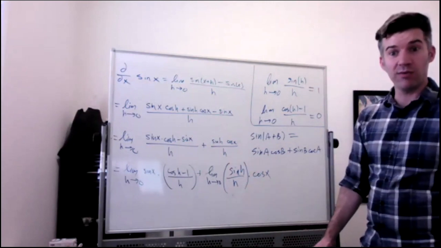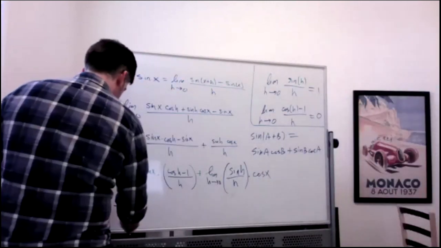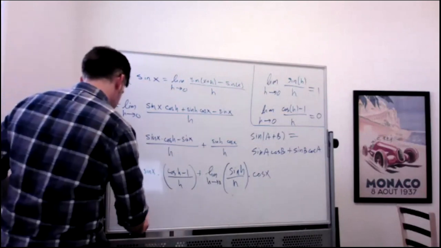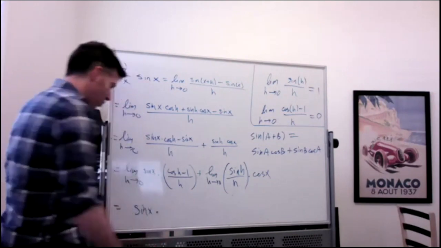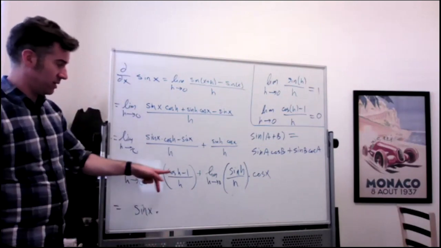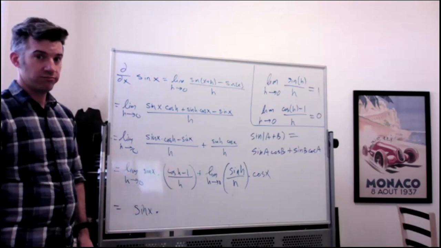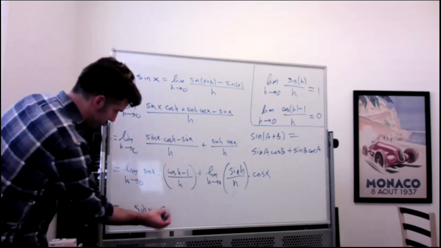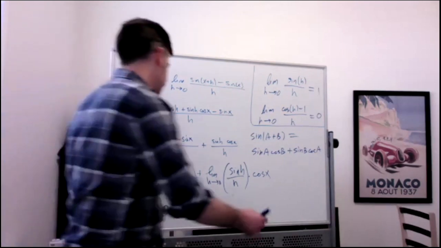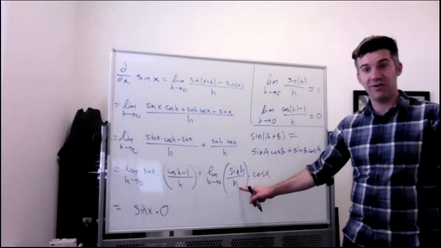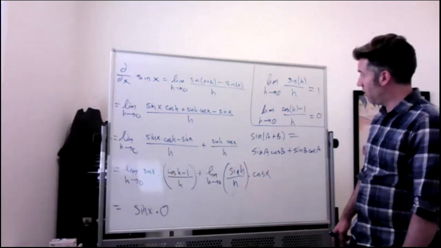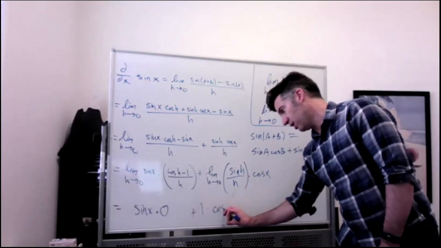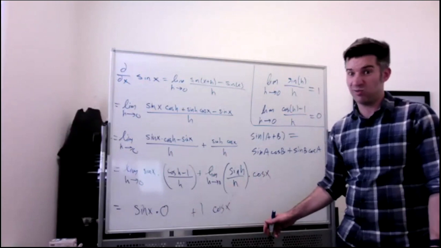All right, help me out. Sine of x is just sine of x, right? h going to 0 doesn't affect that. What's the limit as h goes to 0 of cosine h minus 1 over h? Oh, it's 0. All right. What's the limit as h goes to 0 of sine of h over h? Oh, it's 1. Cosine x still is cosine x. So I get 0 plus cosine x, which is cosine x.